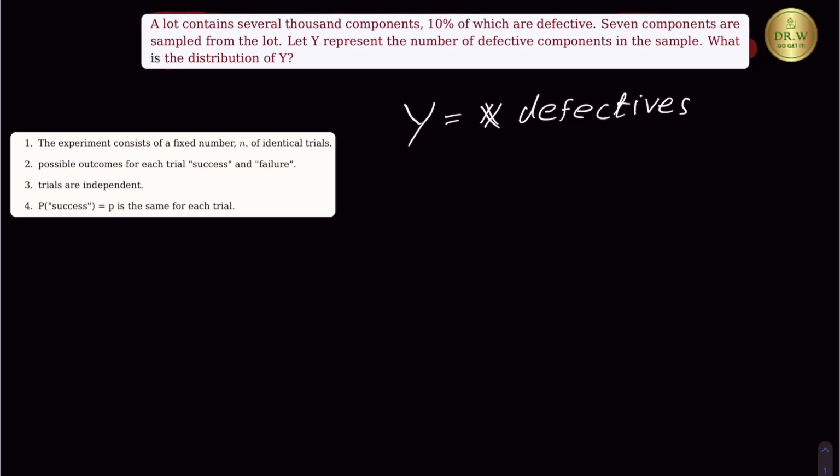So how do we check? We need to check the 4 conditions. The first one is n, identical trials. So here, how many trials? Our sample size, it says 7 components. Therefore n equals 7. Then how many outcomes? We know there are 2 possible outcomes. What are those? Defective or non-defective. Third one, trials are independent. Yes, these components are independent.